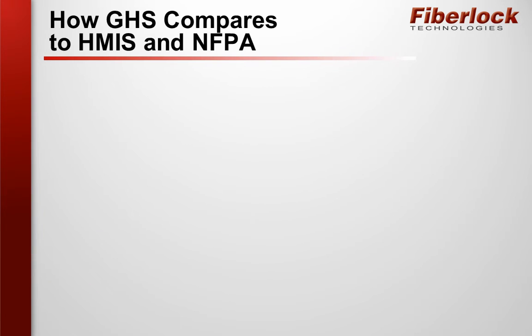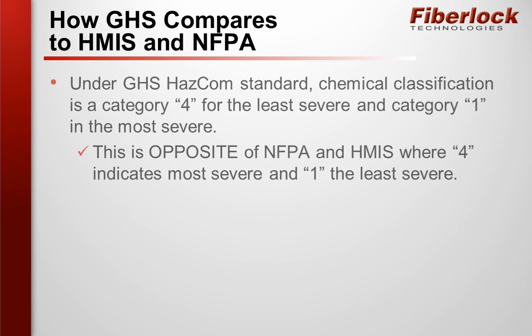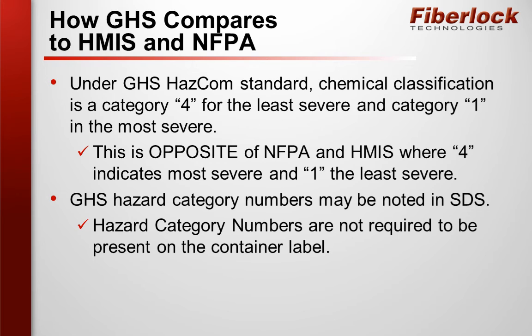So let's take a look at how GHS compares to HMIS and the NFPA. Under the GHS HAZCOM standard, chemical classification is a Category 4 for the least severe and Category 1 is the most severe. This is opposite of NFPA and HMIS, where 4 indicates most severe and 1 the least severe. The GHS hazard category numbers may be noted in the SDS. Hazard category numbers are not required to be present on the container label.